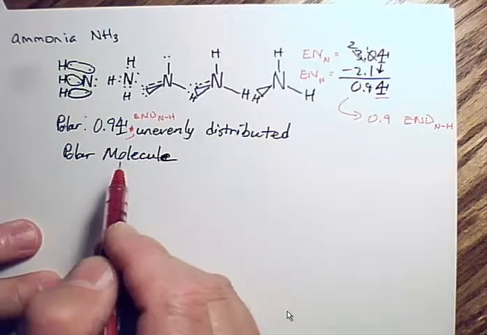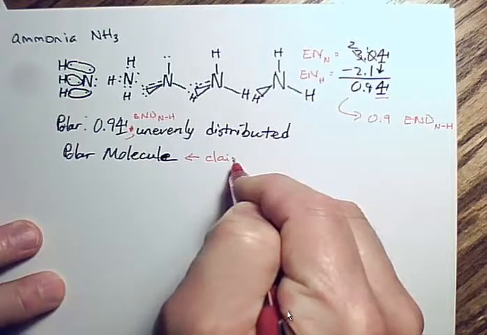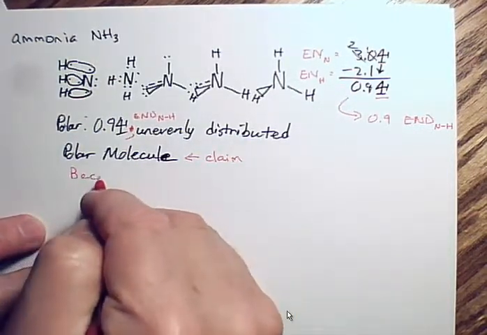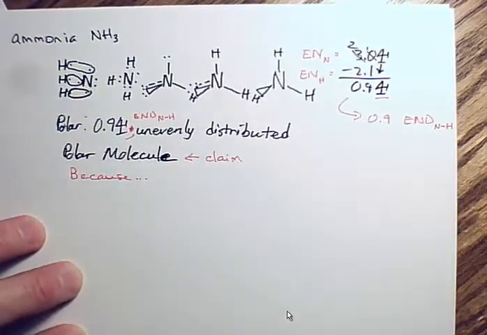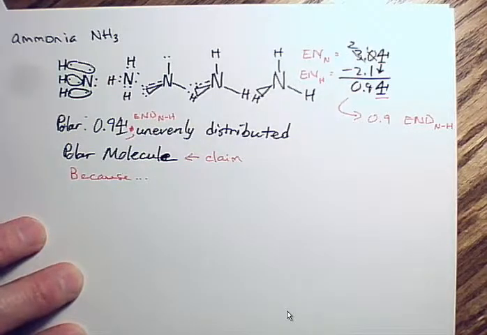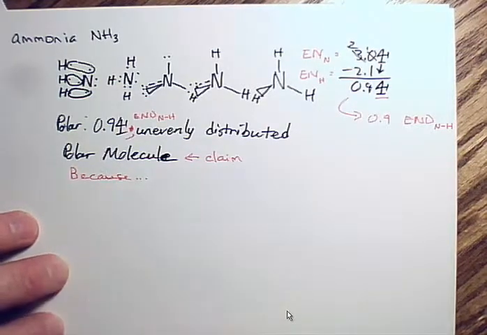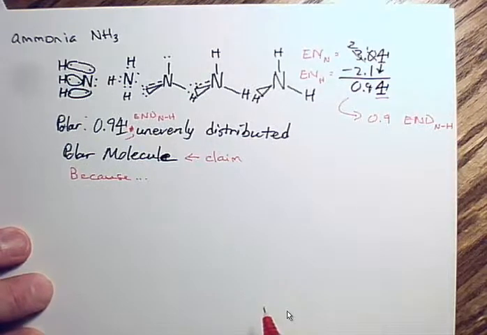And when you say it's a polar molecule, that's great. That's your claim. So this is a claim. Your justification is because, and then you tell me what because is. Because the bonds are polar and the molecule is unevenly distributed. When you claim it's a polar molecule, it's not enough to claim it. You have to claim it and tell me how you know that to be the case. Claim and justification. You got that? All right, good.